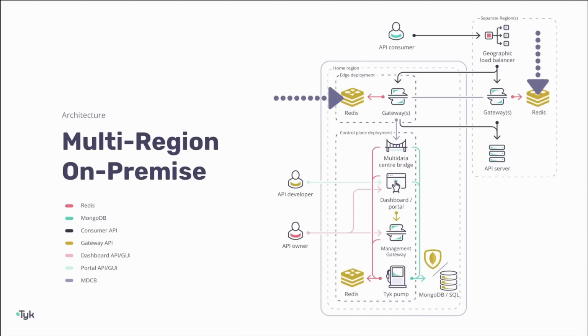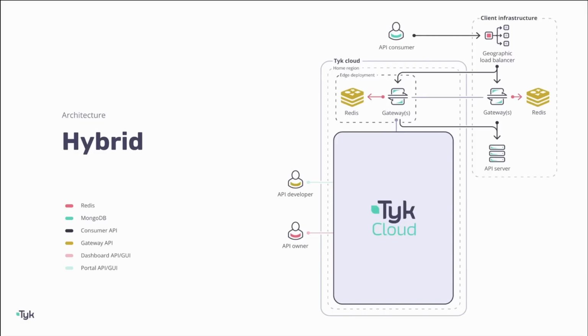You'll notice that there are Redis instances located next to the edge gateways. These instances are completely ephemeral. They receive all updates from the primary Redis through a pub/sub pattern and can operate even if the master control plane goes down. Moving on to a hybrid deployment, you'll notice that Tyk manages the control plane.